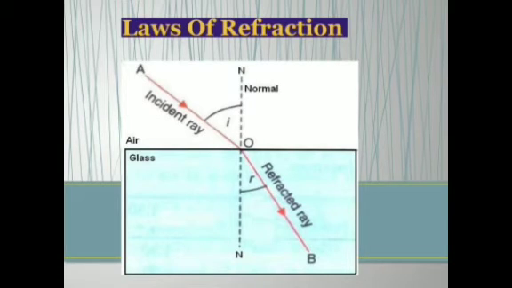So ये तीनों rays जो हैं वो same plane पे lie कर रहे हैं. For example, the incident ray, the refracted ray and the normal to the surface at the point of incidence all lie in the same plane. And the second one is that the ratio of the sine of the angle of incidence to the sine of the angle of refraction is a constant and is equal to the refractive index of the second medium with respect to the first medium.